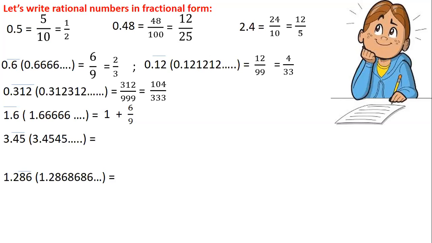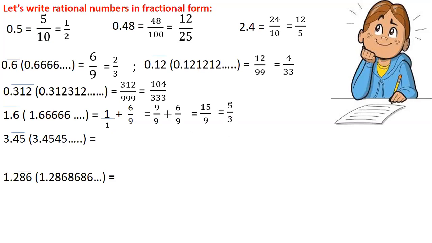1.6, and the 6 is bar, so it is 1.6666, so it is 1 plus 6 over 9. So we write 1 over 1, we change them into like fractions, so it is 15 over 9. We can reduce by 3.